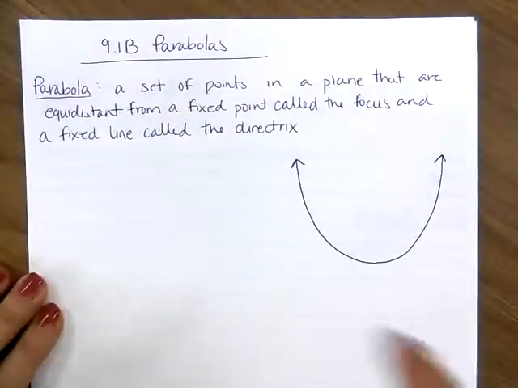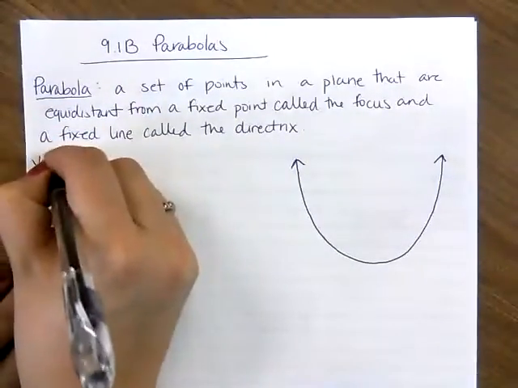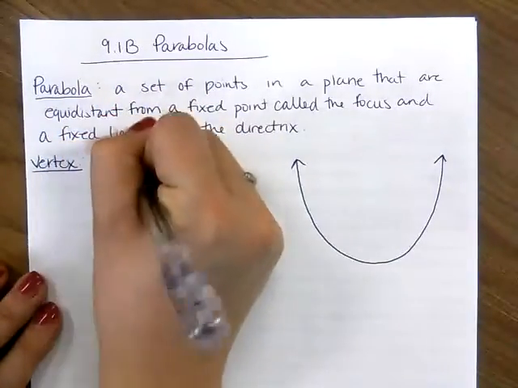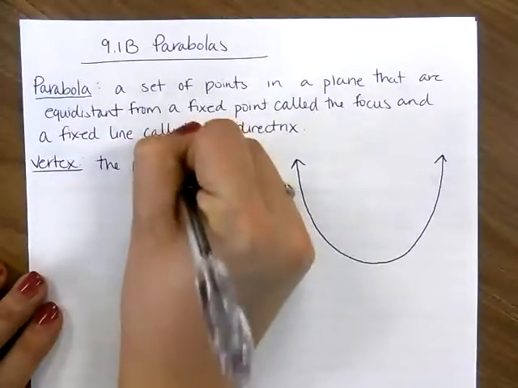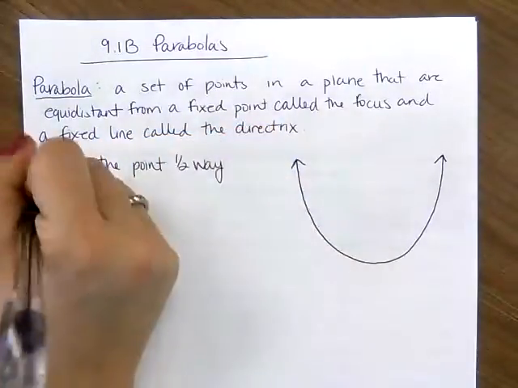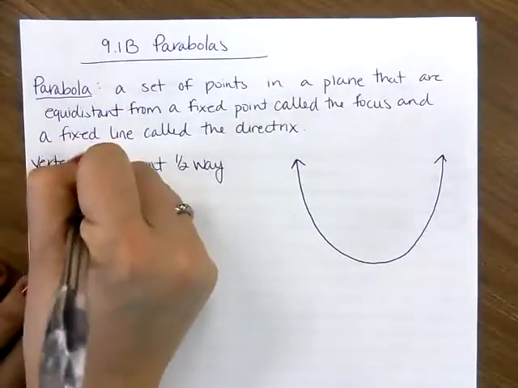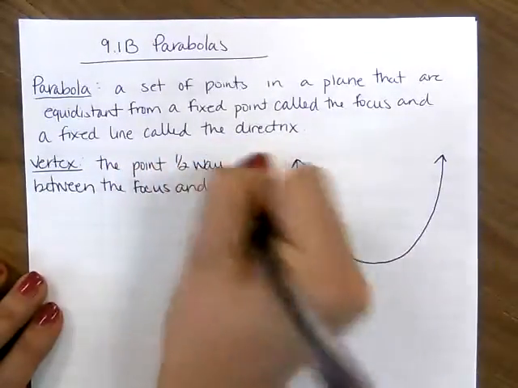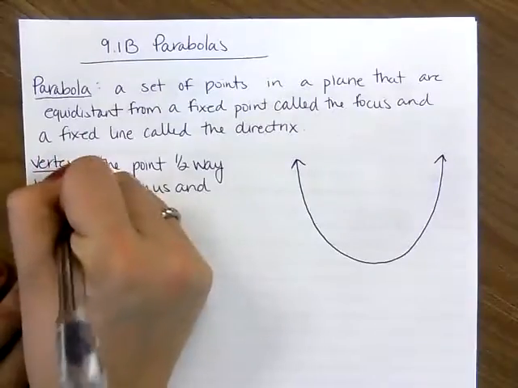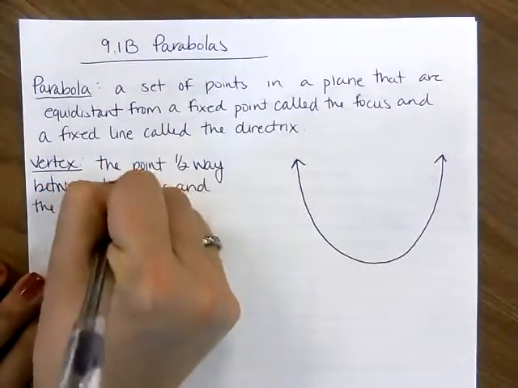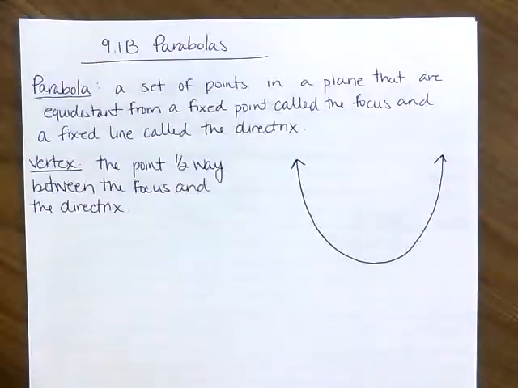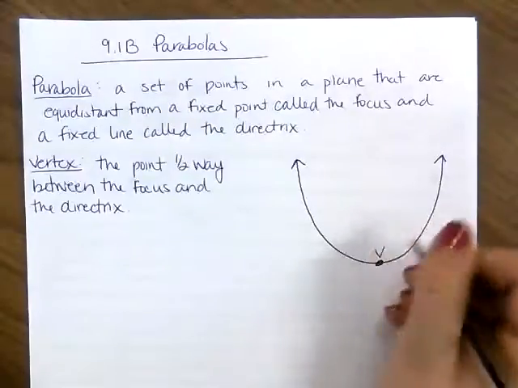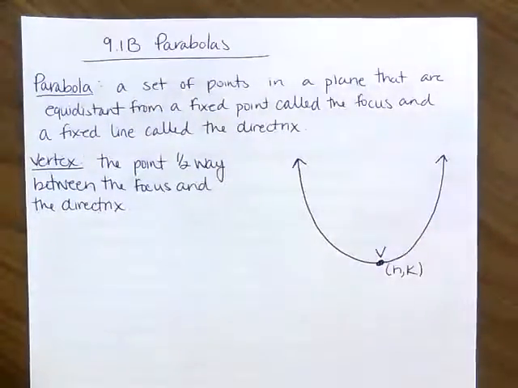The first term we're going to define in relation to the parabola is a vertex. Okay, so the vertex is the point halfway between the focus and the directrix. Okay, so on this, here is our vertex, which is also (h, k).